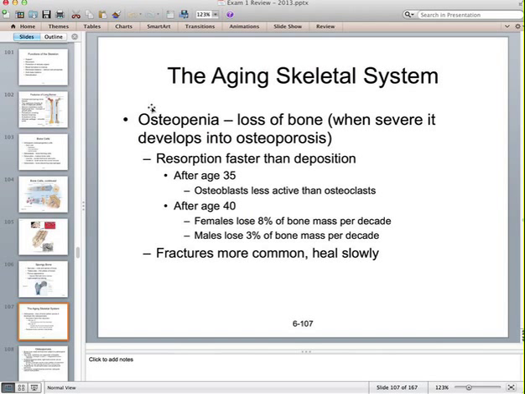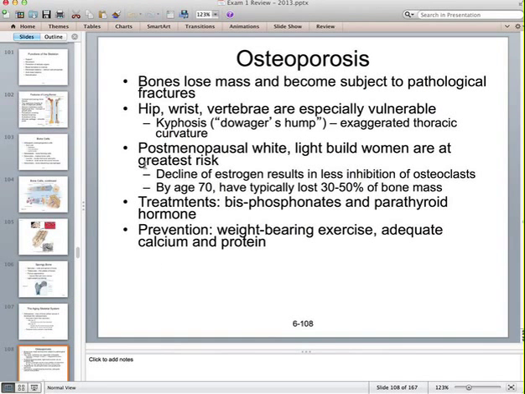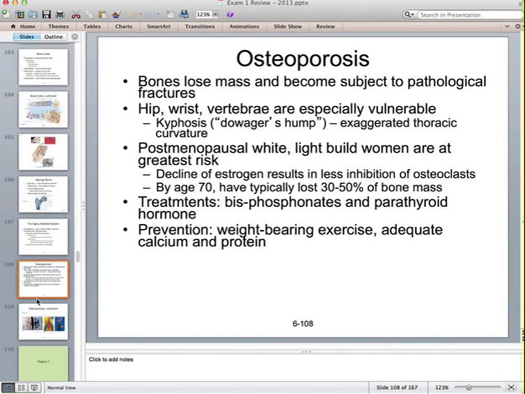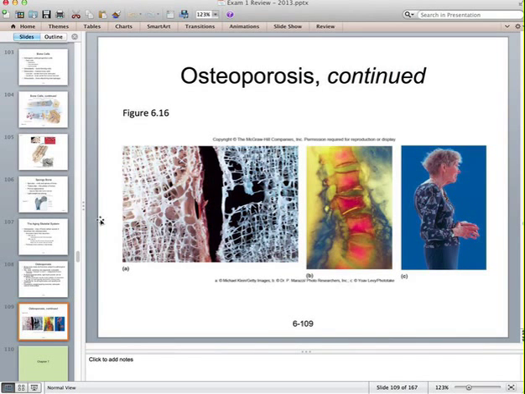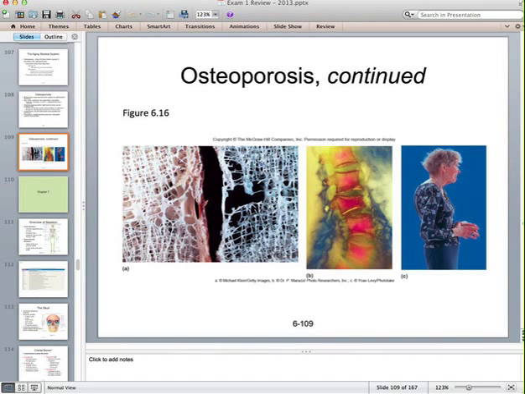As far as aging goes, I would like you to understand osteopenia and osteoporosis are two different things. Osteoporosis is pathological. Osteopenia is a process. I would be familiar with the difference if I were you. A lot of words here. I think you guys can probably convince yourselves of what's important in there. And these are just some images of osteoporosis. All right, chapter 7 is coming up.